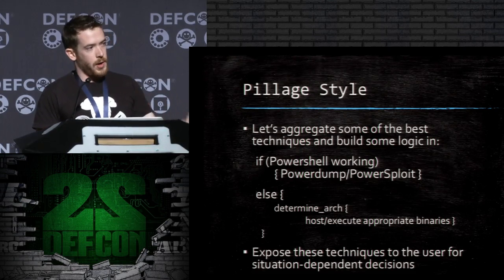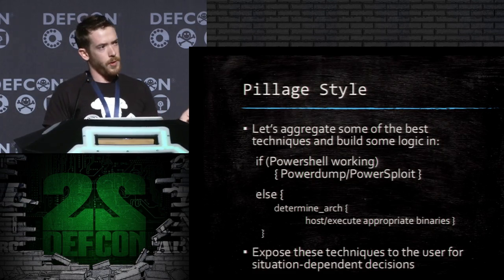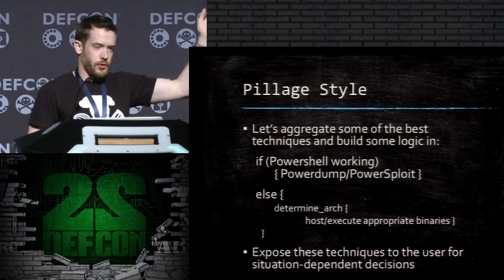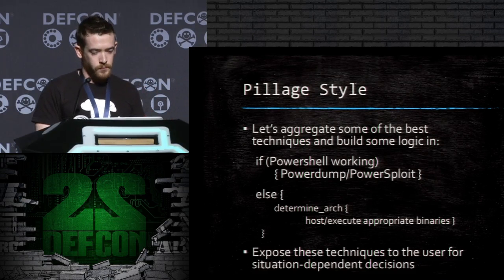If it's not, it runs a command to try to determine the architecture and then hosts either the x86 or 64-bit binaries with that SMB server and does the UNC path back. Then it collects all these credentials and does a unique list and has all the raw output as well.